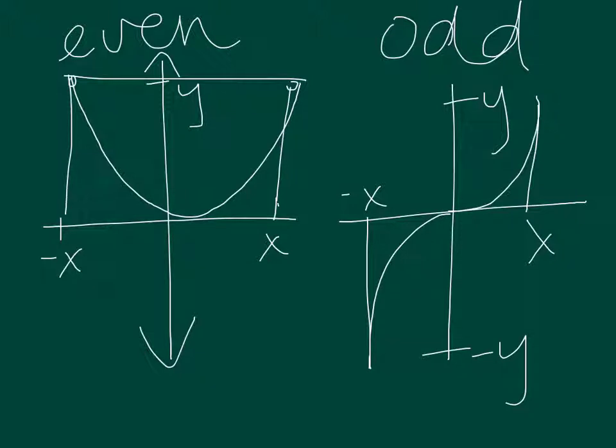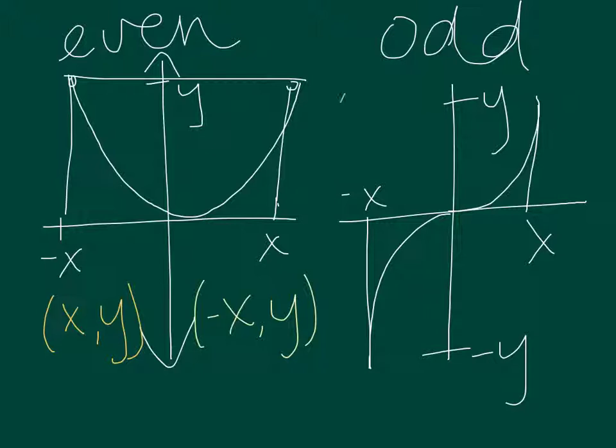In other words, if a function is even and it has the point x, y, that means it must also have the point negative x, y. If a function is odd and it has the point x, y, that means it must also have the point negative x, negative y.